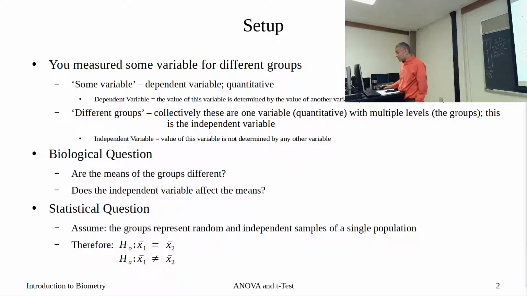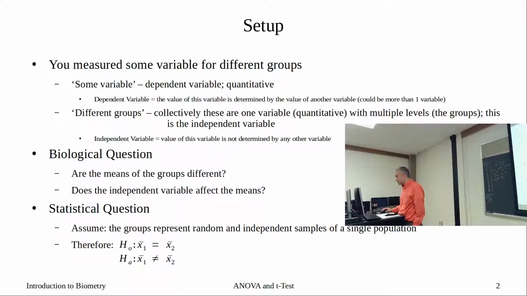It could be more than one thing. It could be two things. Could be three things. Who knows? But the value of our dependent variable depends on something else. So if we measured wing lengths of roaches in two different buildings, the wing lengths may depend on which building we collected our roaches from. So our dependent variable is going to be that quantitative variable that we measured.